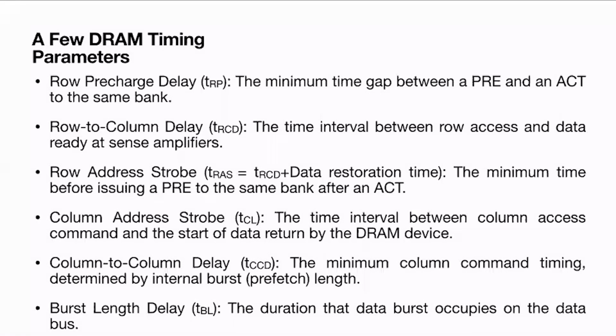Even if you are reading from the same row which is there in the sense amplifier, you have to wait for TCCD amount of time, because reading the data from a column is not just going to take one cycle. You read the data in cache line granularity, which is typically 64 bytes, but this is transferred bit by bit, and that takes multiple cycles, and you have to wait for those many cycles. Then you can start reading from the next column. And the amount of time the data occupies the bus is the TBL.